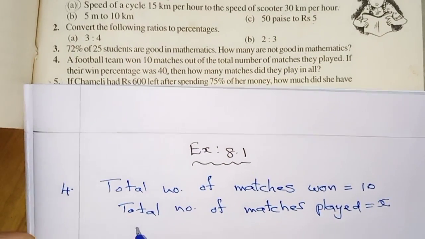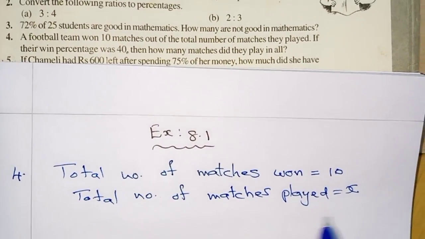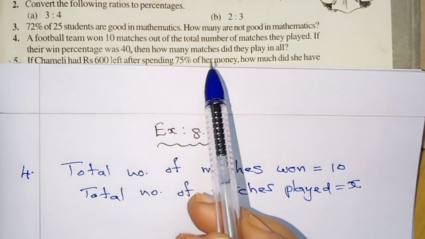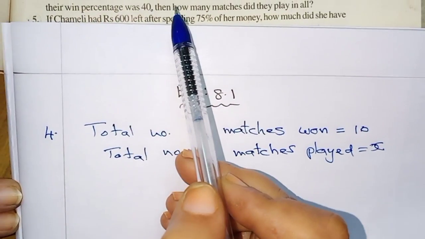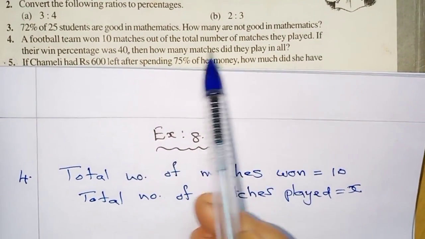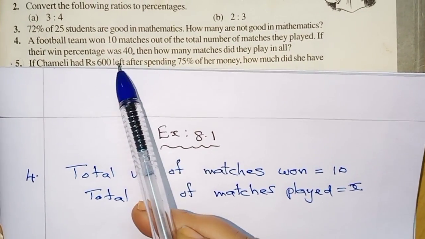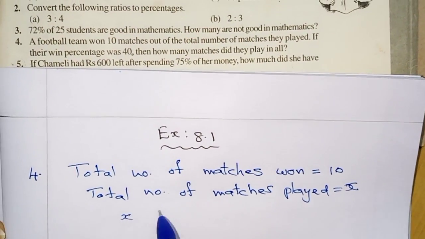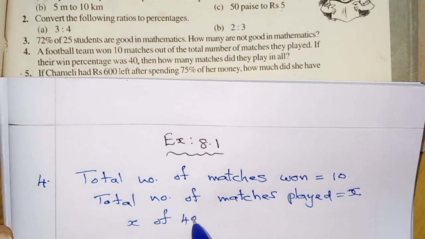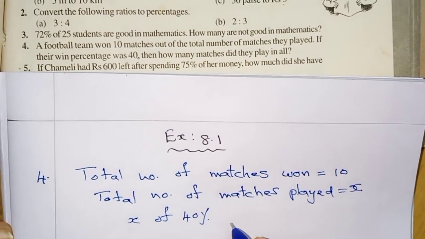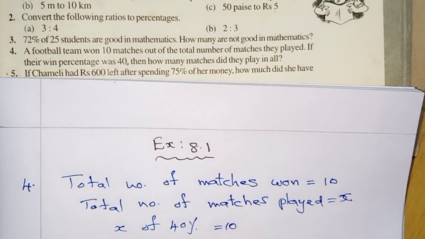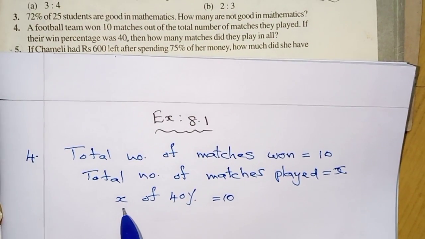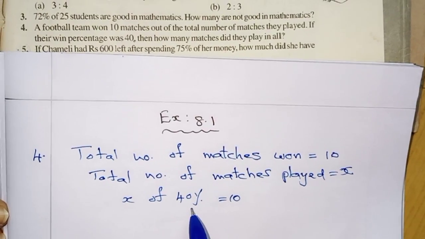So here what are we supposed to find out? We have to find out X. And here they gave one hint. They won 10 matches. And what is their winning percentage? 40. So X of 40% is equal to 10. These are the total number of matches, and in this total they won 40%.